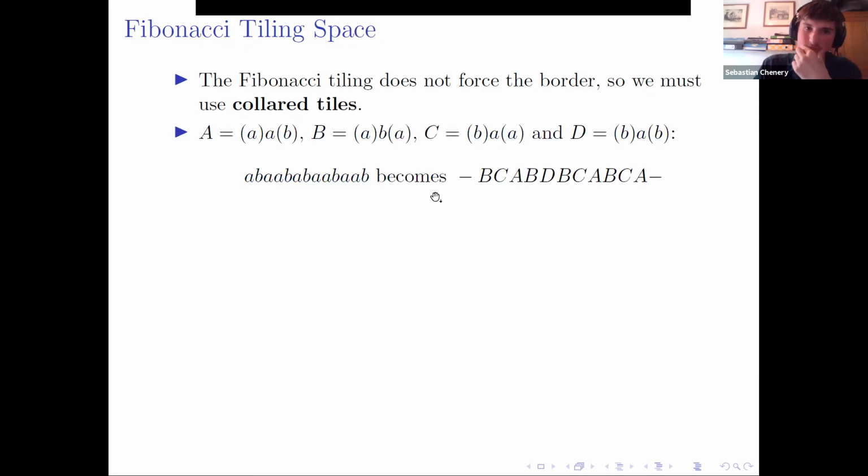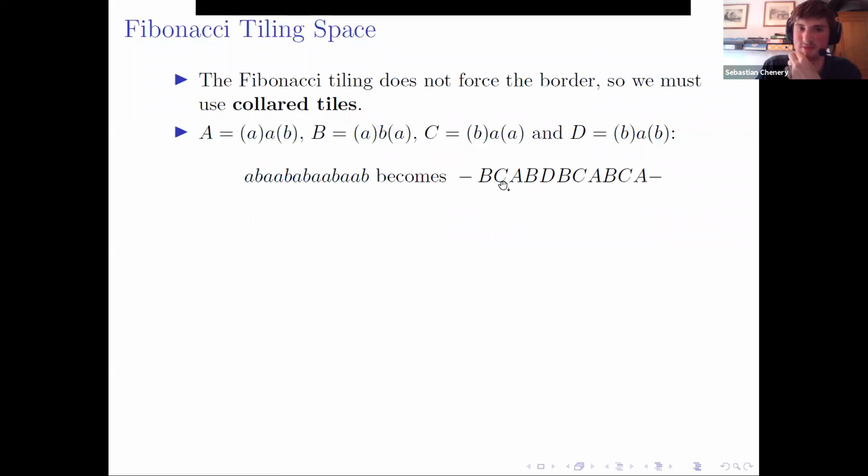And it only converges to the tiling space if it forces the border. If it doesn't force the border, you have to use collared tiles. And this is just, we make new tiles out of the tiles that neighbor them. So I take this patch of the Fibonacci substitution and I have these four possible collared tiles and I just get this.